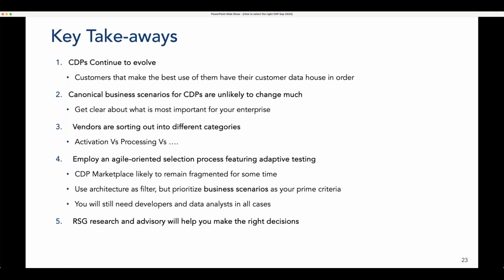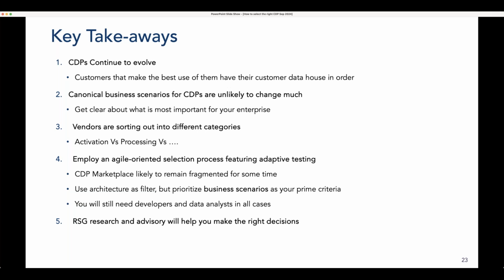And then always, always, always employ an agile-oriented selection process that features adaptive testing. The CDP marketplace is going to be fragmented for some time. You're going to have a hell of a lot of choices. That's good. It may even be bringing some price pressures to bear, hopefully so. So definitely use architecture as a filter, but again, prioritize your business scenarios as your prime criteria.